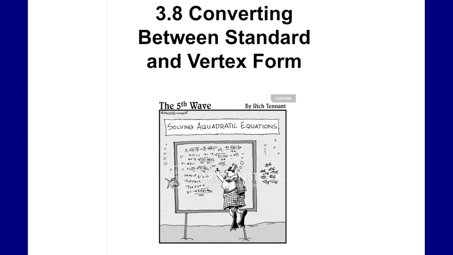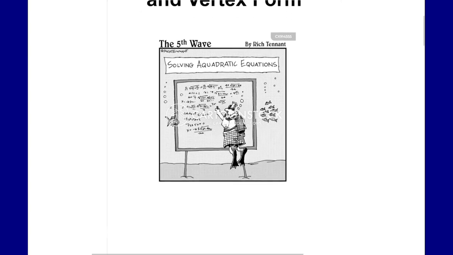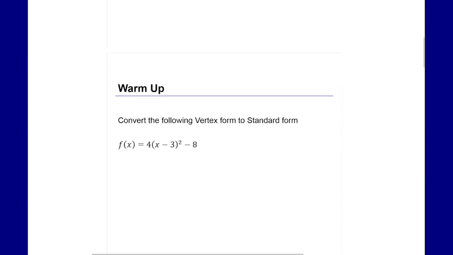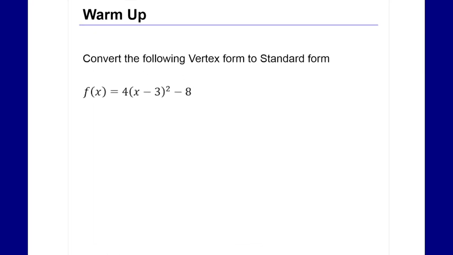Right? In the previous lesson or previous unit, we looked at how to determine the vertex from the factored form, which we also looked at in the previous lesson. We looked at how to get the factored form from standard form, and now we're going to look at vertex form from standard form. So just as a warm-up, we want to convert the following vertex form to standard form.